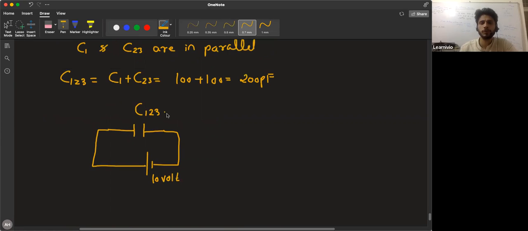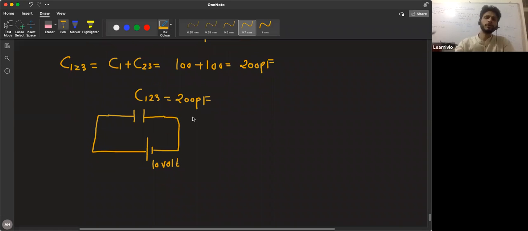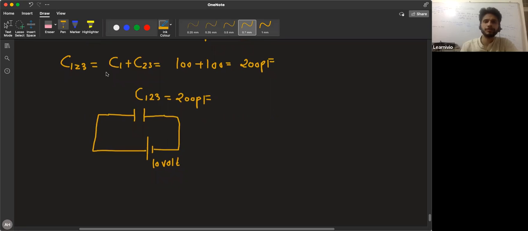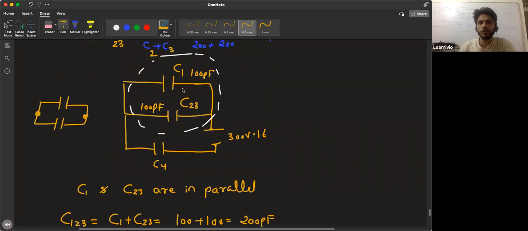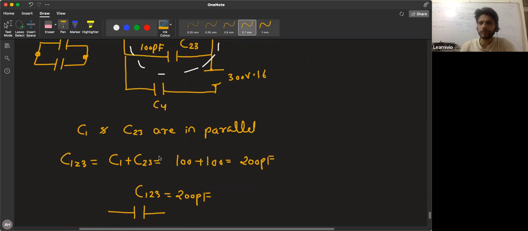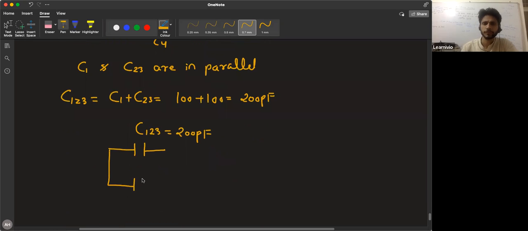And how much is C123? C123 is 200 picofarad. Next, what we can do is, sorry, not this, just C123. So we remove them, we represent them by a single capacitor C123. With C123, C4 is connected. And this is the cell of 300.